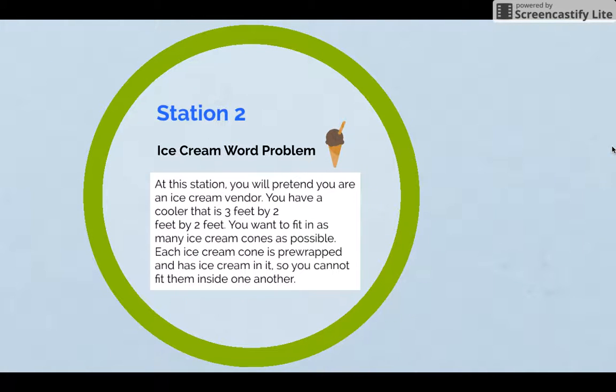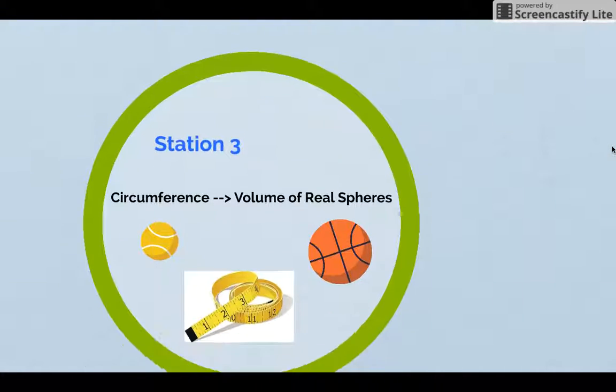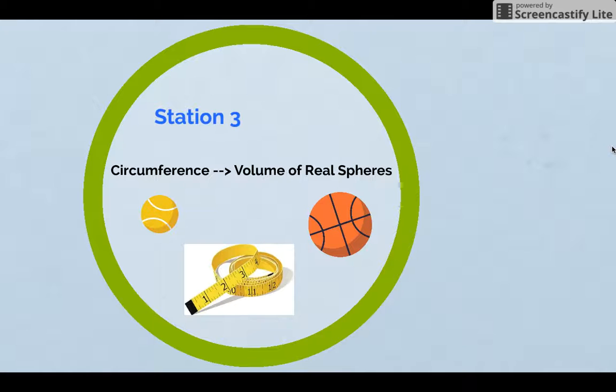Station 2 is kind of a classic word problem. Students were trying to figure out how many ice cream cones could fit in a cooler. At station 3, students had real life objects like a basketball, a tennis ball, and they were using tape measures to find circumference, derive the radius, and then find the volume of these real spheres.